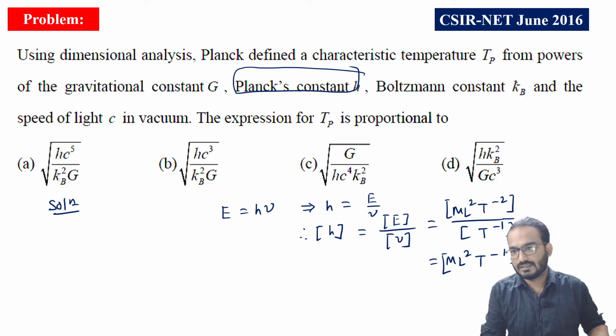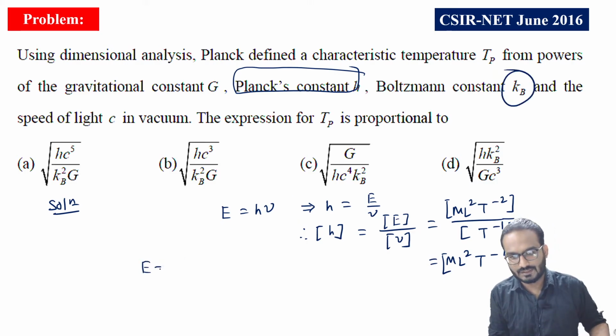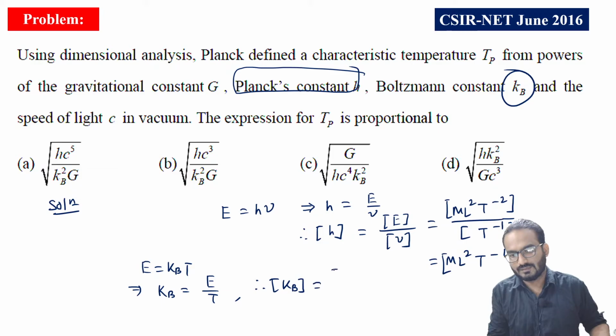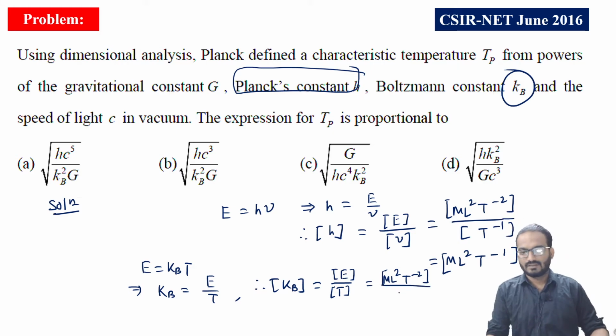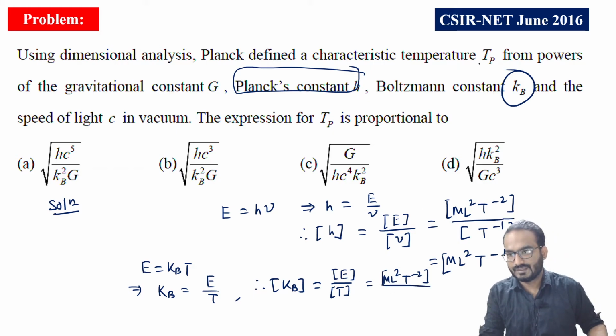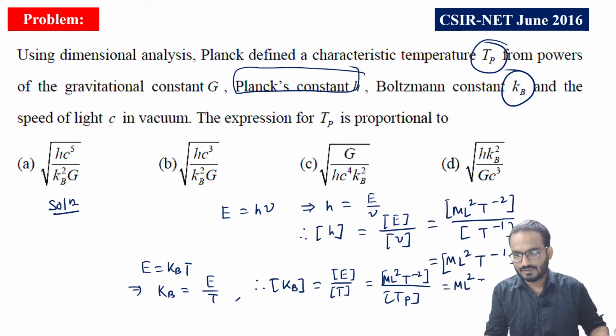Now let's calculate the dimension of kB. So we know the relation E is equal to kB into T. So from here we can find out kB is equal to E upon T. Therefore, what will be the dimension of kB? Dimension of kB will be dimension of E divided by dimension of T. T is the temperature here. The dimension of E is M L square T to the power minus 2, as you have already derived. And this dimension of temperature is Tp, given to you. Let's keep it like Tp. So it becomes M L square T to the power minus 2 Tp inverse.